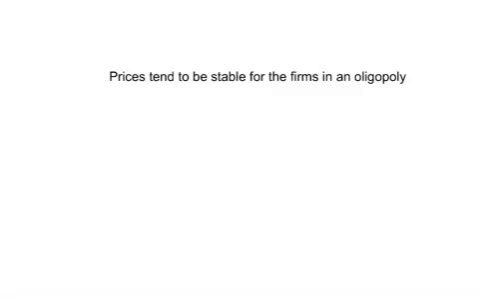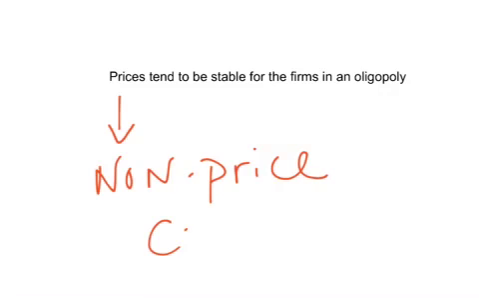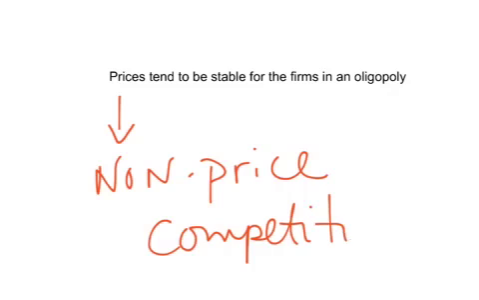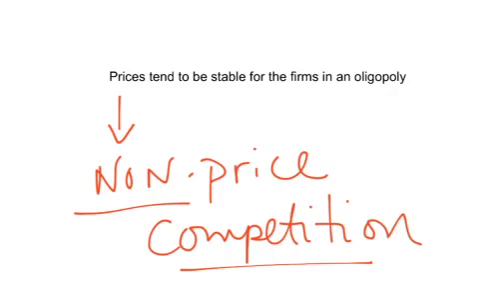So a big idea that you want to make sure you write down here is that prices tend to be stable for firms in an oligopoly. And then what happens is, because of this, what you get is what's called non-price competition, which means that firms compete in ways besides price because of the nature of the demand curve facing the oligopolists, and because they cannot compete well just based on price. They start to do other things to compete, which take the form of non-price competition. And we will go on to look at what are some of the ways that they compete in ways besides price.